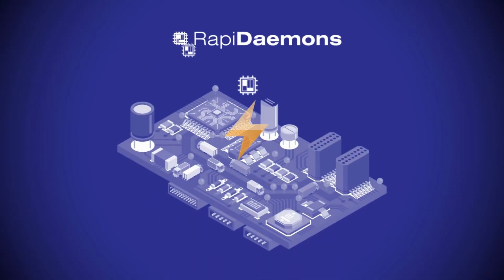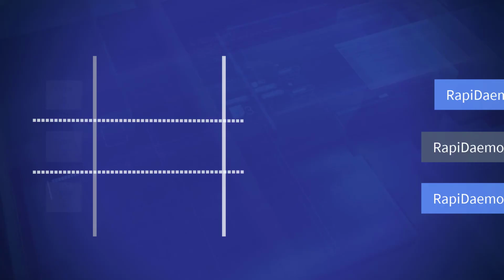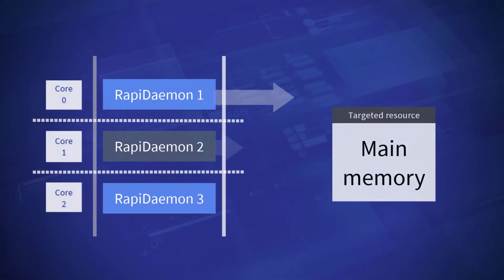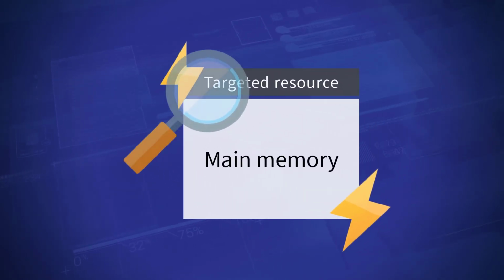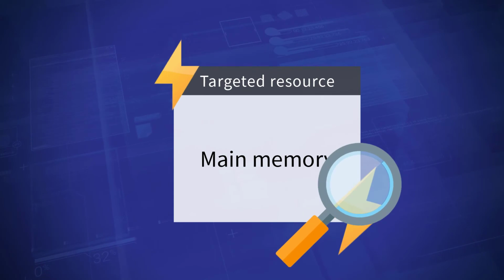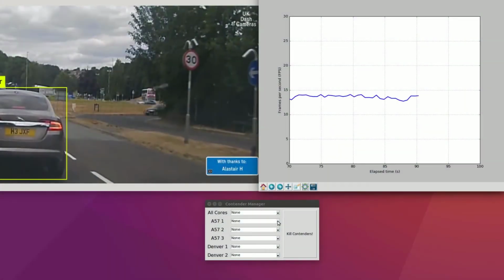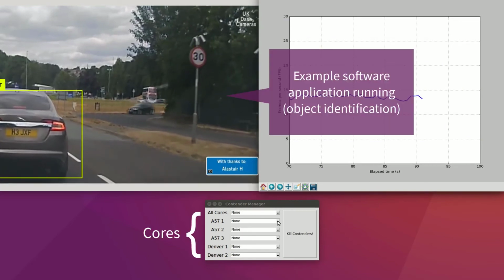Rapidemons are applications that create targeted interference on shared resources. Because rapidemons are tuned to stress a single targeted shared resource, this provides a signature of the performance possible when cores compete continuously for that resource. This phase can be done even before application software is available. The second phase is software characterization.